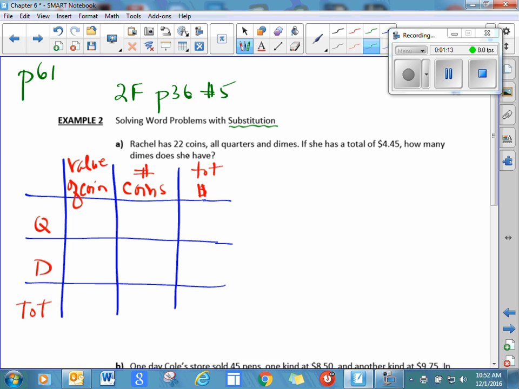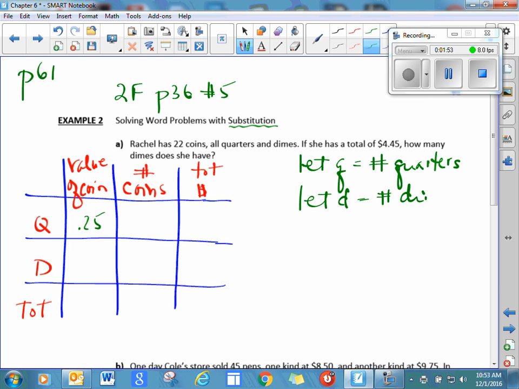So she's got 22 coins in total, quarters and dimes, and you've got the total amount of money. So we can fill out the value of a quarter is 25 cents, and we're going to let... let me write this first. Let Q equal the number of quarters. This is a real important start, the let statement. This is telling me what these guys stand for. You might think I might be able to figure it out myself, but you need to formally define what your variables are. And then D is going to equal the number of dimes.